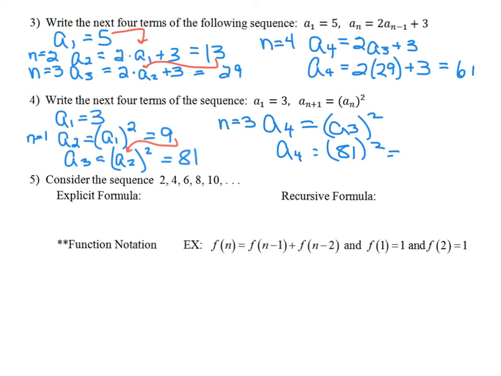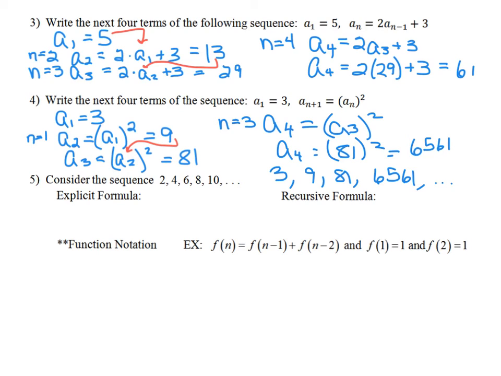And on my calculator, I got an answer of 6,561. So this sequence is 3, then 9, then 81, then 6,561, etc. This sequence is getting big very quickly. So let's look at the two different kinds of sequence formulas that we had.